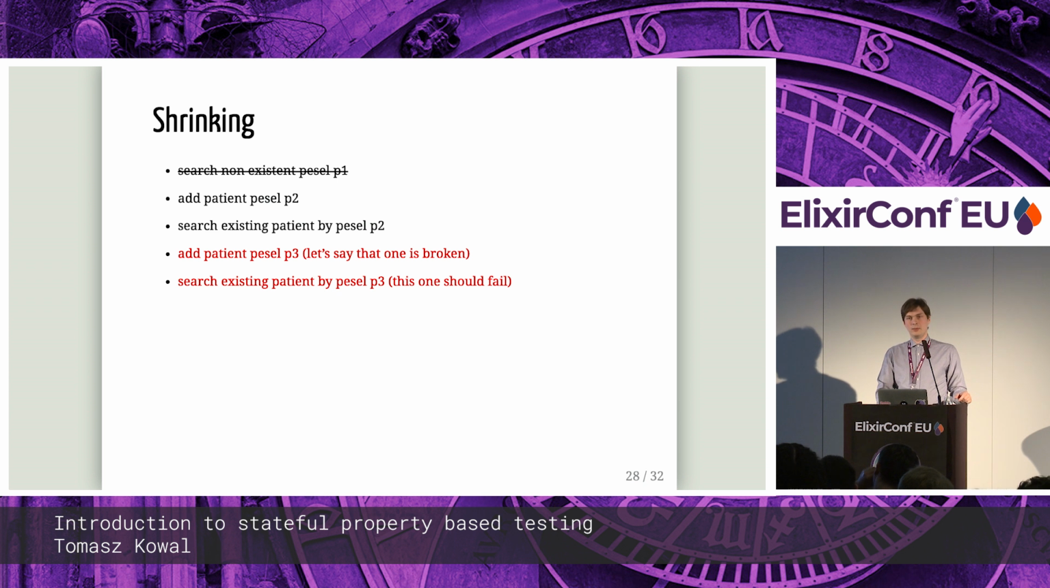But let's say we now want to, by random, by accident, remove add patient with PESEL P3. What happens now is we're removing that command, and the next one can't be there because its precondition is not met, which means that we need to remove both of them at the same time. But if we remove both of them, then the test will suddenly pass. So we need to backtrack.